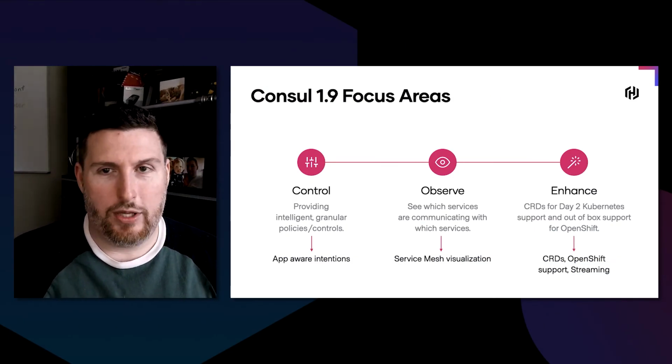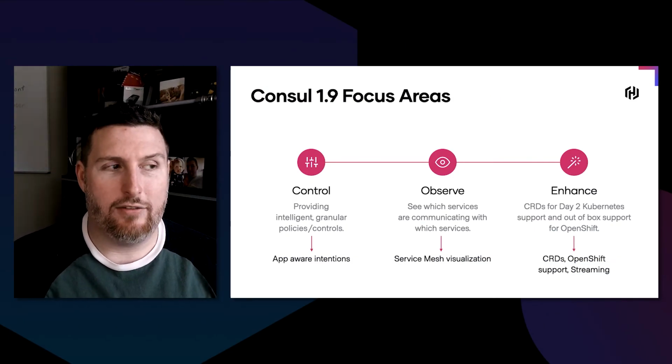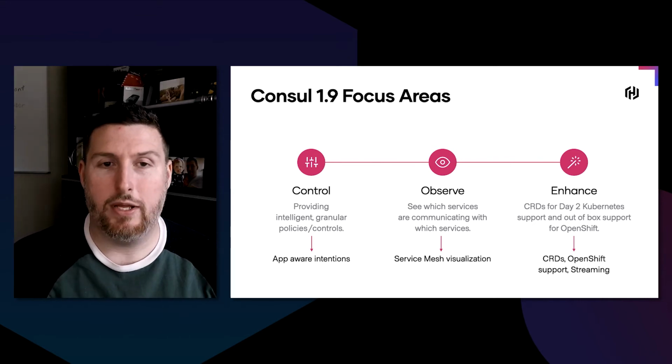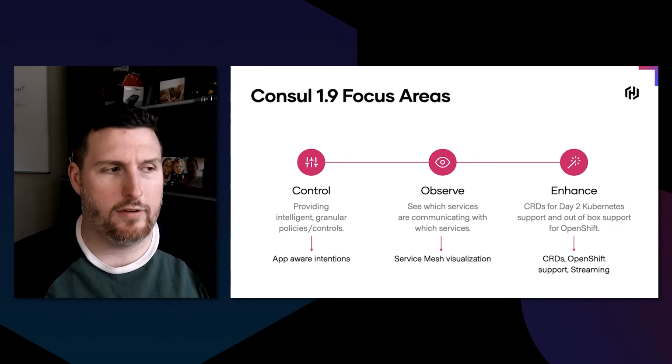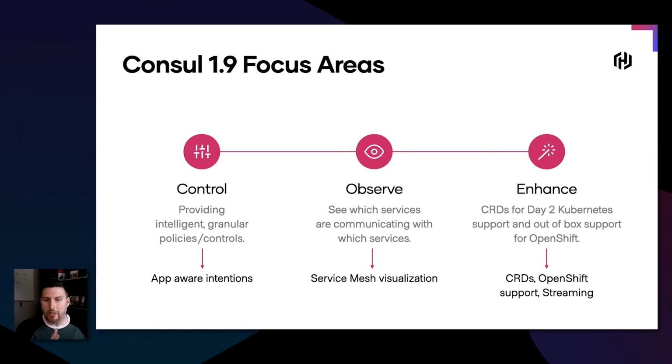Let's jump in. We like to pick these kind of themes whenever we release a version of Consul, and in this case, the themes we picked are control, observe, and enhance. And these are kind of larger pillars that we use when we start to describe what we've done in this release. From a control perspective, we want to control the way that applications communicate between each other in a little bit more of a fine-grained way than previously possible.